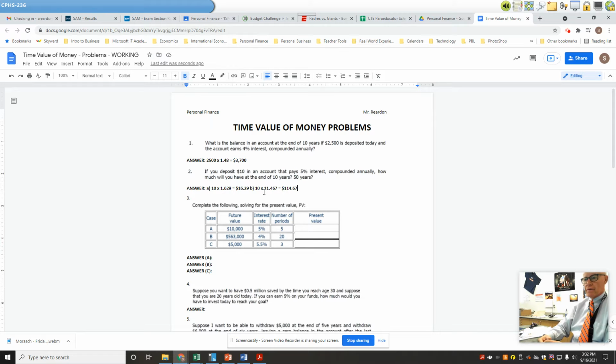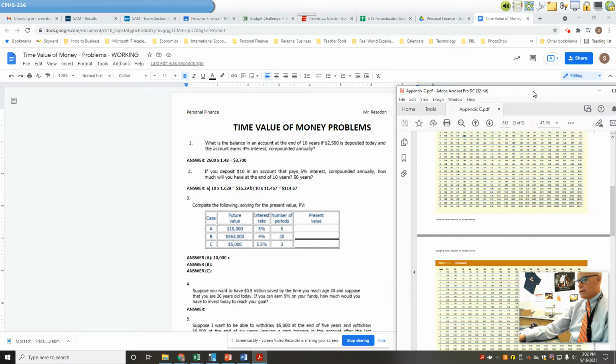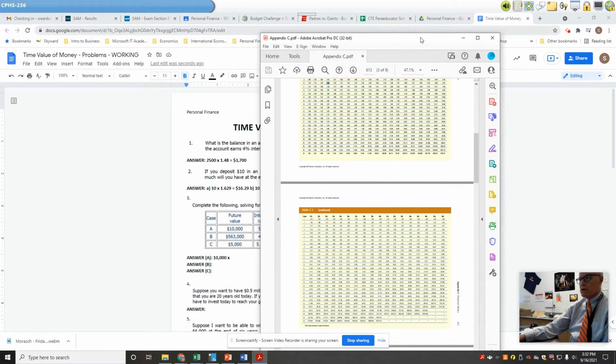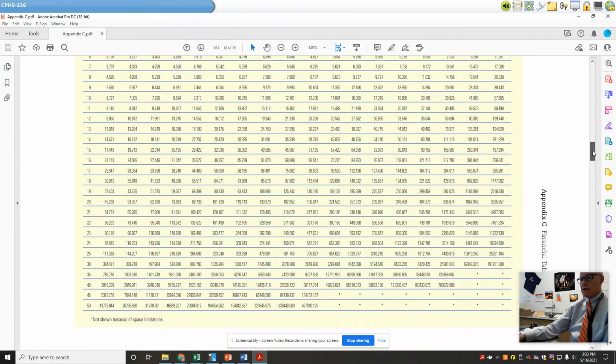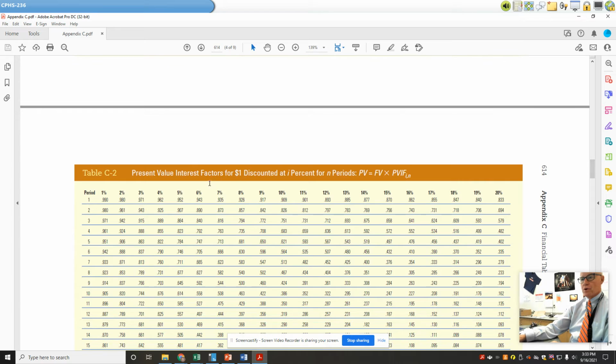All right, complete the following solving for the present value PV. Okay, so answer A, we have 10,000 times 5% for 5 years. Present value of 1. So we have what again? 5%, 5 years. So coming down here, present value of 1, 5%, 5 years, 0.784, right there.